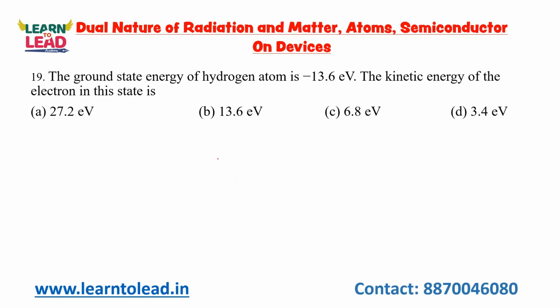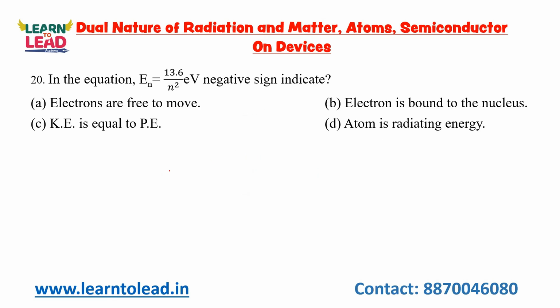Next, the ground state energy of hydrogen atom is minus 13.6 electron volts. The kinetic energy of the electron in this state is what? So, kinetic energy will be equal to minus E1, that is plus 13.6 electron volts. Option B is your answer. In an equation, En is equal to minus 13.6 by n square electron volts.